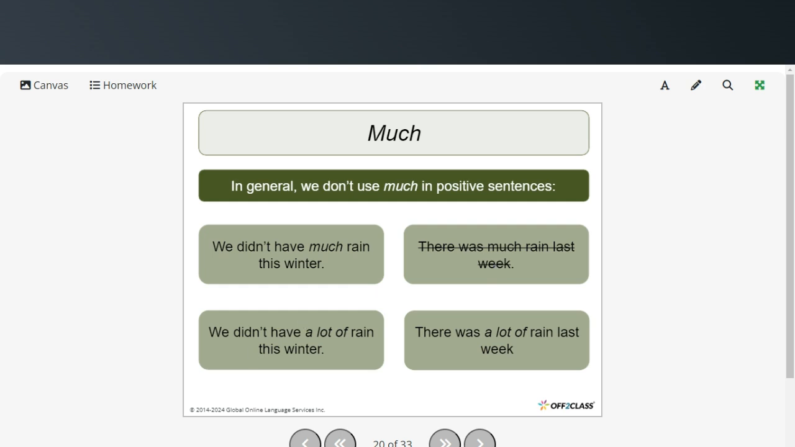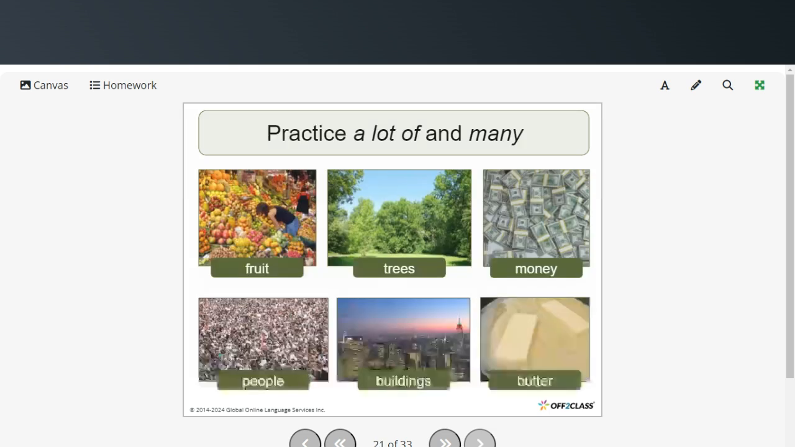So we didn't have a lot of rain this winter. There was a lot of rain this week. So practice a lot and many.